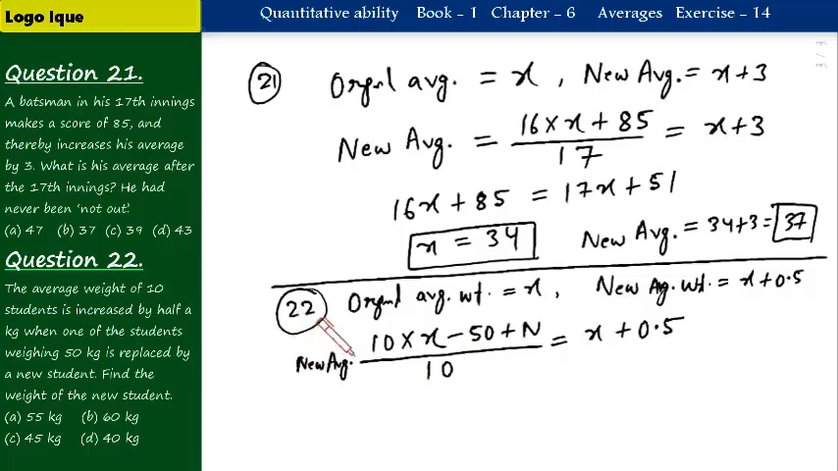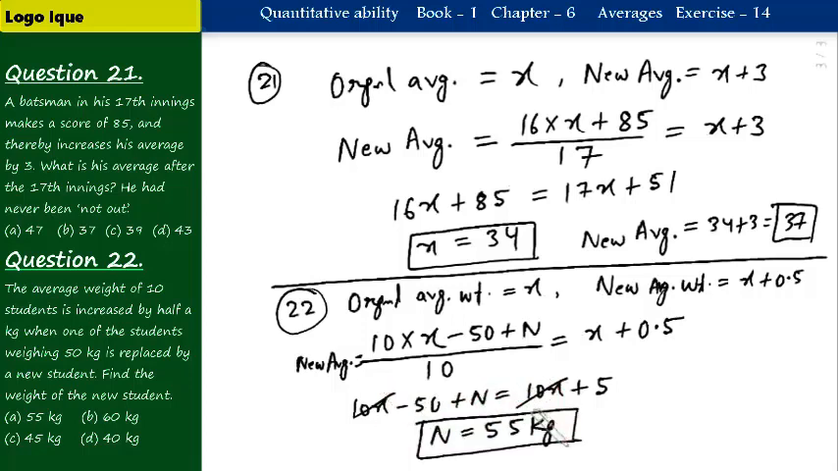So from here, if you simplify, you will get 10x minus 50 plus n is equal to, 10 goes to the other side, and it becomes 10x plus 5. So 10x gets cancelled and we have n equal to, 50 goes to the other side, 55 kg. So the weight of the new student is 55 kg.